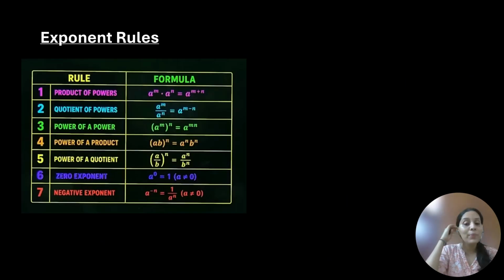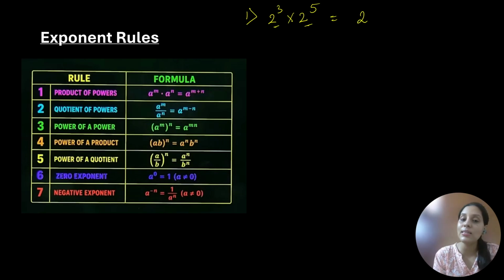All right, next you have some exponent rules. Let us see one by one. All right, so the first one is the product of powers. See, a power m into a power n. You can see that the bases are same. Both the numbers have same base. So if you have product in between, the powers are added. For example, 2 power 3 into 2 power 5. The bases are same and it is a product, it is multiplying. So what happens to the powers? The powers add up. So it is 2 power 8.